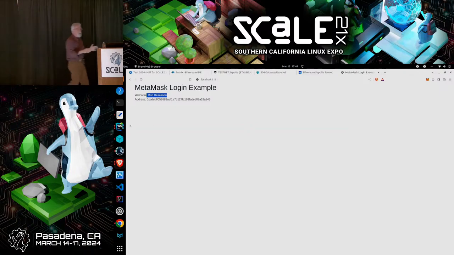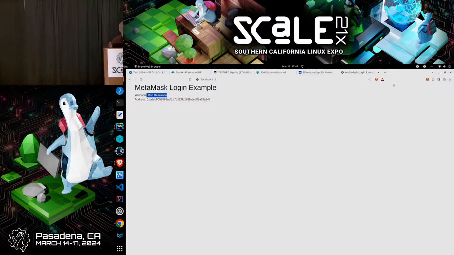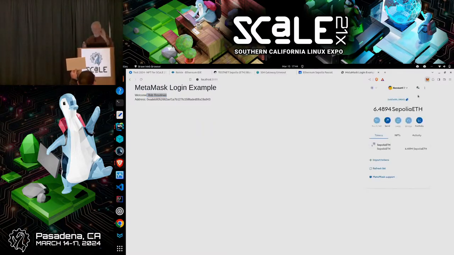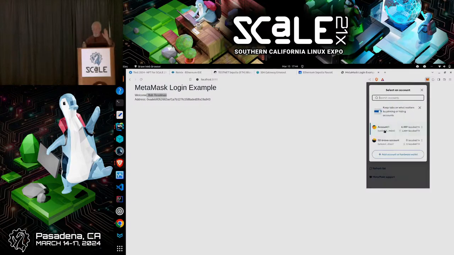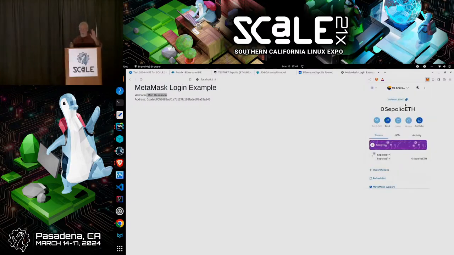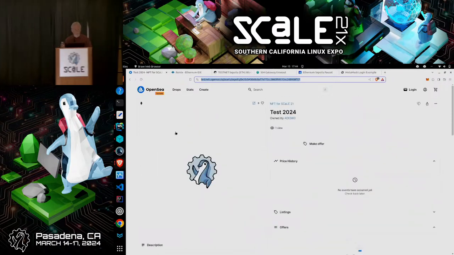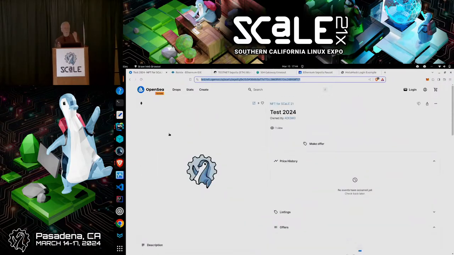So one last thing, I know, 5 minutes, but let me just show you what this looks like. Let me go and grab one more because I did this earlier. I know, 1 minute. Let me switch accounts. I'm going to go to another account here, 09, and now I'm going to go out to someplace cool, testnet. All right, this is OpenSea, which is a hosting service for NFTs.